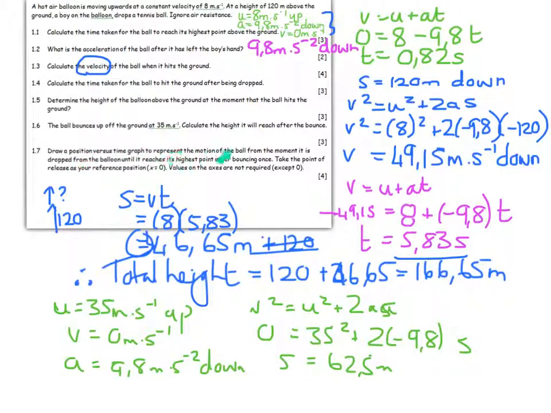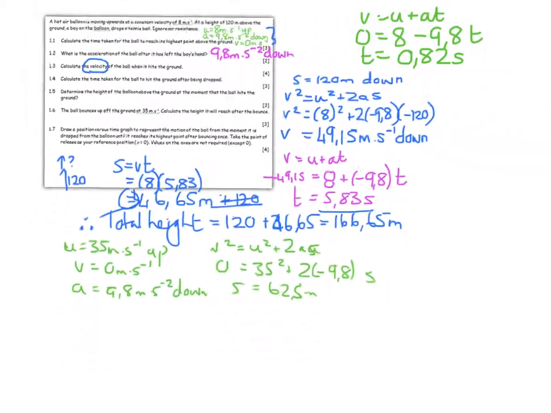Draw position versus time. Remember, that means displacement versus time graph to represent the motion of the ball from the moment it is dropped from the balloon until it reaches the highest point after bouncing once. Take the point of release as your reference position. So that has to be where x is 0. That's what the reference position means. And you don't need any values on the axes, so they're really just going to look at the shape of this whole thing.